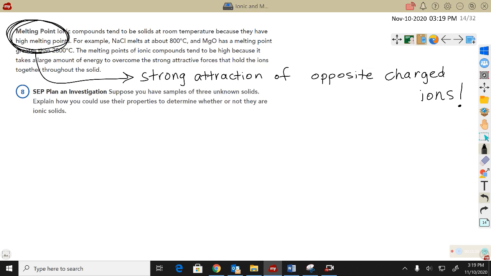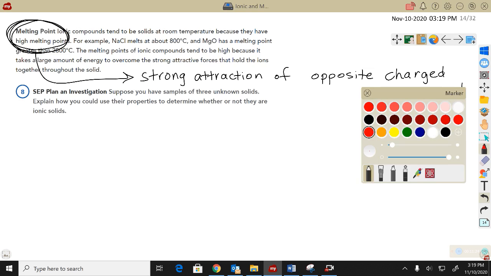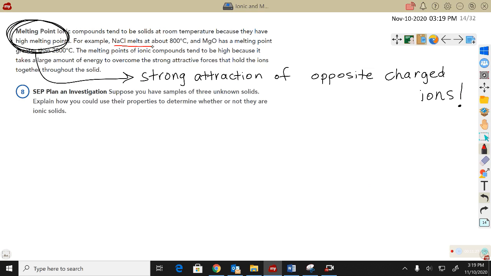Now, this is what's kind of interesting about the example that they give us here. They tell us up here that the sodium chloride melts at about 800 degrees and magnesium oxide melts almost 3,000 degrees. That's insane. Now, those are both considered high melting points.